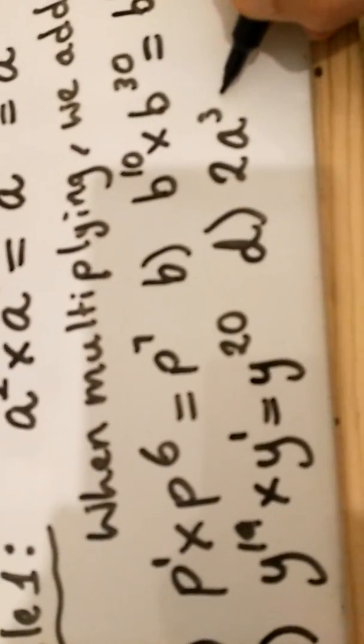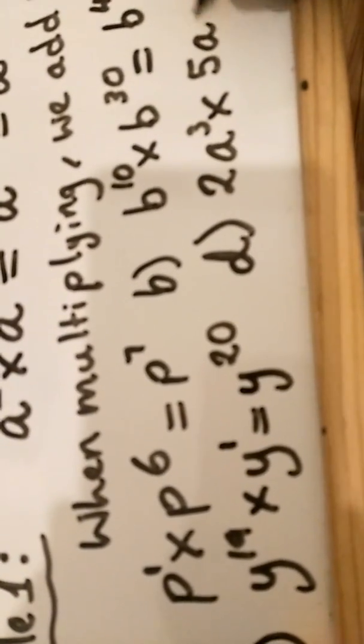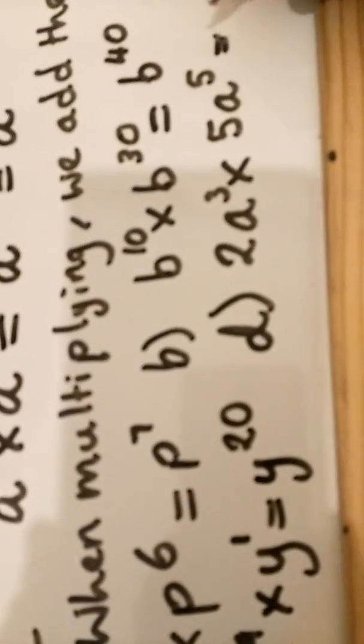2a cubed times 5a to the power of 5. So we multiply the numbers. 2 times 5 is 10. And then we add the powers. 3 add 5 is 8, so it's 10a to the power of 8.